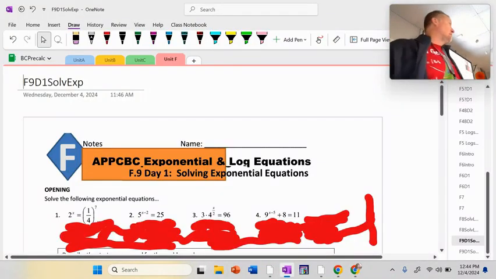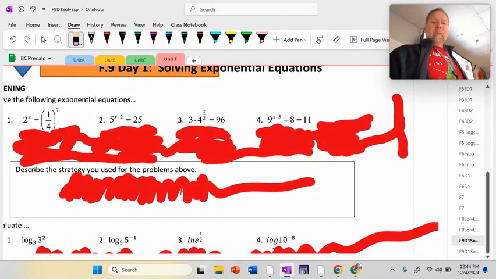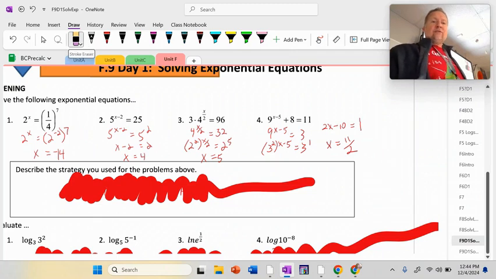All right. Is anyone done? You guys done? All right. So we're solving exponentials. And here we go. This is what we should have for answers.